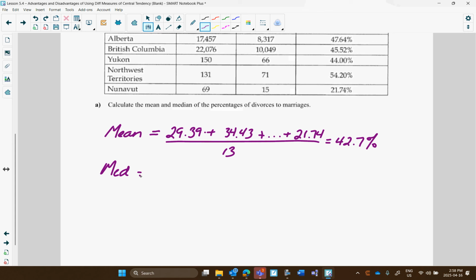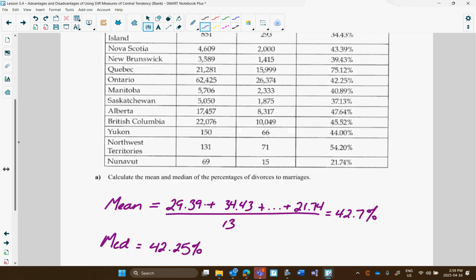The median, again, like I said, we have to list them smallest to largest, and then the seventh number would be the middle number, and that middle number actually works out to 42.25%. So the mean and median are actually pretty close. But wouldn't you think that there was an outlier in here that you guys obviously noticed pretty quickly? And that is Quebec.